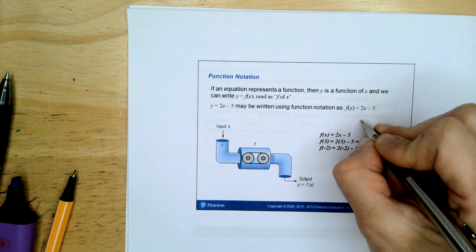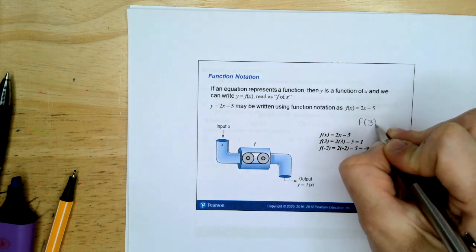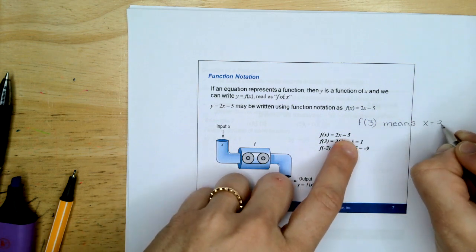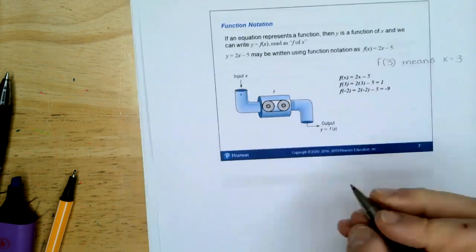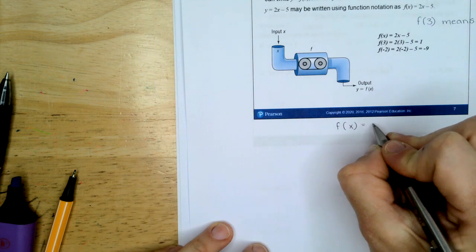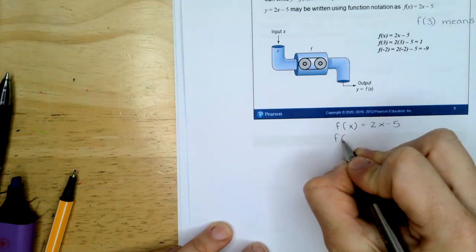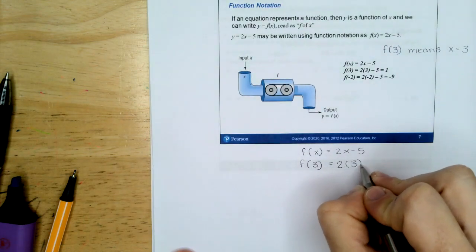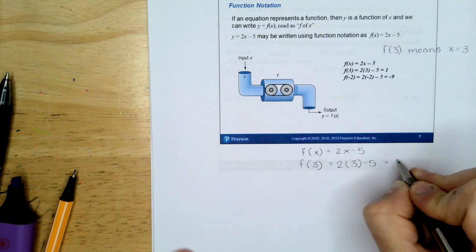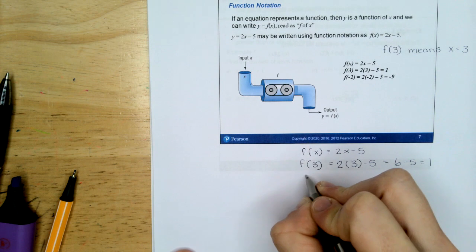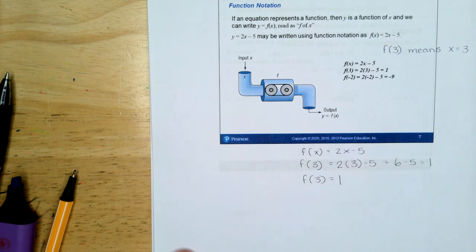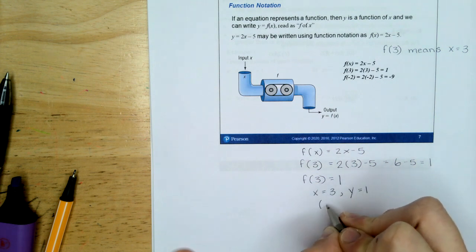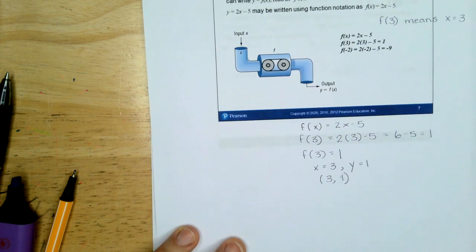f of 3 means I'm changing x to 3. f of 3 means that now, for 2x minus 5, x equals 3. What is y? So when f of x equals 2x minus 5, f of 3 is 2 times 3 minus 5. 2 times 3 is 6, minus 5, which is 1. So we say f of 3 is 1. When x is 3, y is 1. So we can also write it as the point, or ordered pair, 3, 1.